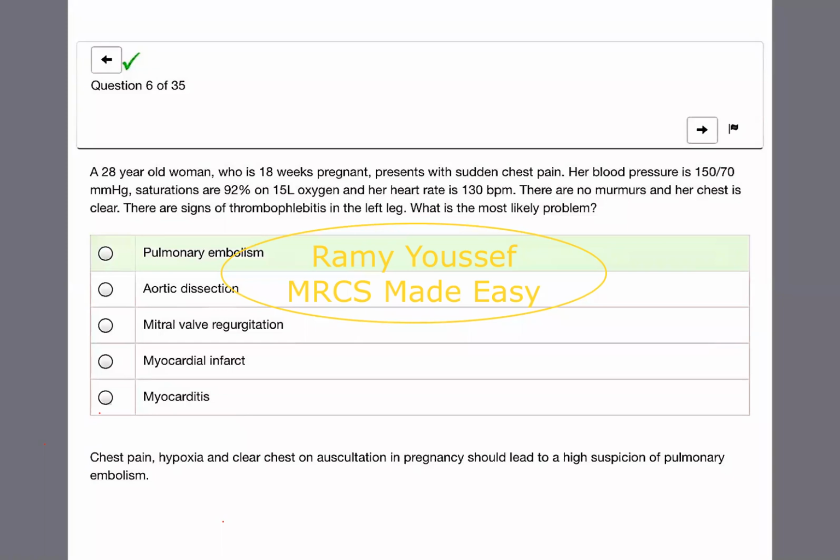In this scenario, he just wants to attract your mind to pulmonary embolism, as there are signs of thrombophlebitis in the left leg. He will never confuse you in the exam by asking about an aortic dissection and mentioning signs of thrombophlebitis in the leg. He is fair enough to tell you there are signs of thrombophlebitis. Her problem is related to thrombophlebitis, and she's pregnant with a hypercoagulable circulation. This patient mostly has a pulmonary embolism. Okay, is it clear about this question?